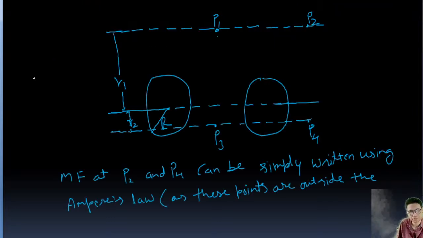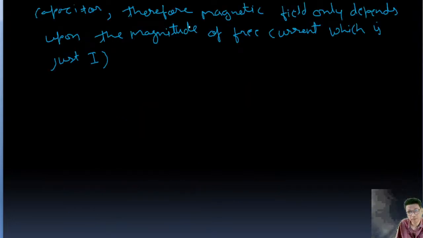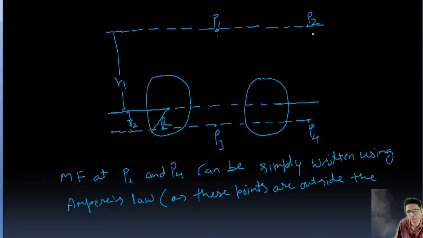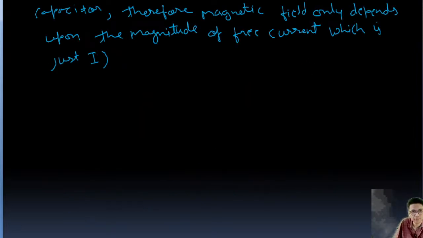Okay, so magnetic field at P2, P4 can be simply written using Ampere's law. As we can see, these points are outside the capacitor, right? Therefore, the magnetic field only depends upon the magnitude of free current, which is I. So now we can easily find out magnetic field at P2 and P4.